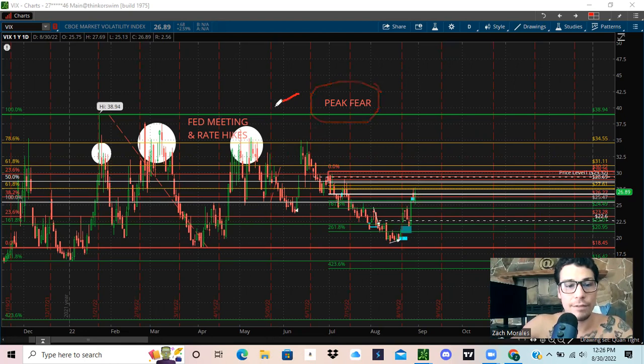This is the Fed meeting and rate hike fear. Each one of these spikes has been around CPI data, around a Fed meeting and a possible rate hike. That's when we've been experiencing the fear. So we have one coming up in September. So what VIX may do is go through the systematic algorithmic buying channel and progress upwards until we get to this 31, 34, or possibly even 38 level. That is when you want to go long in the market again.